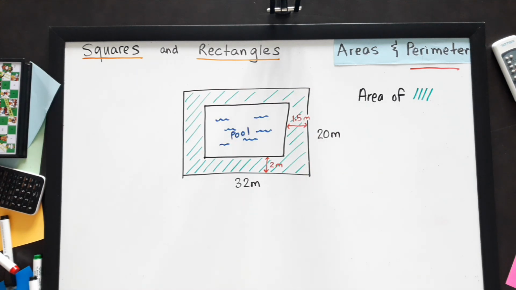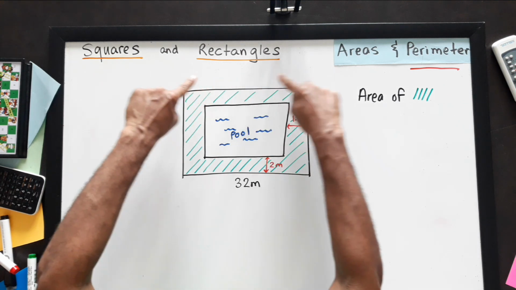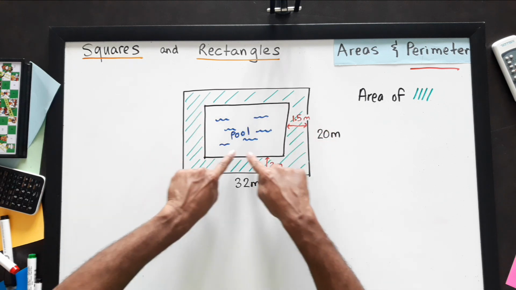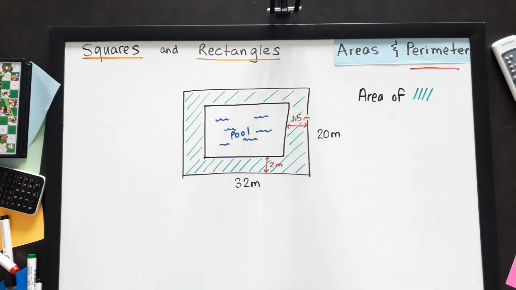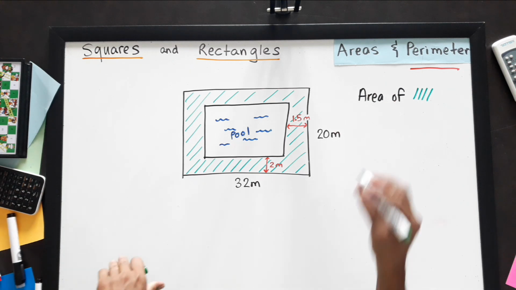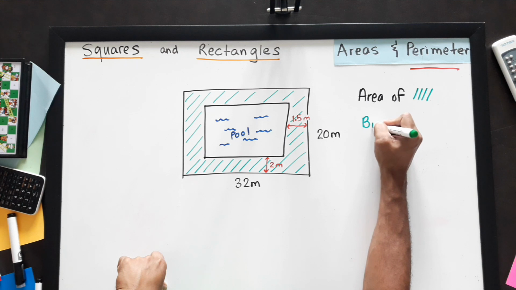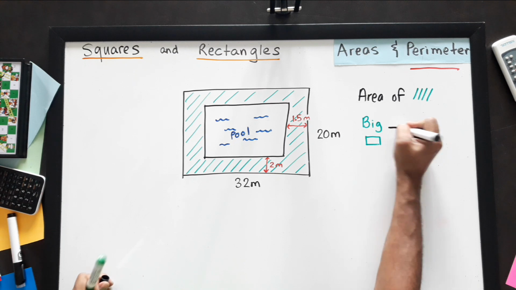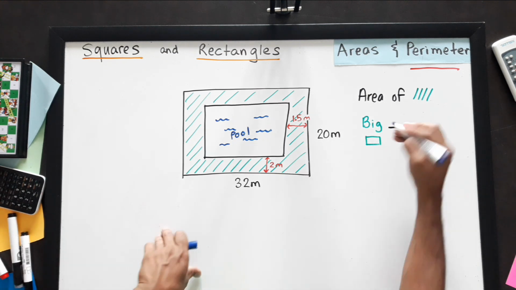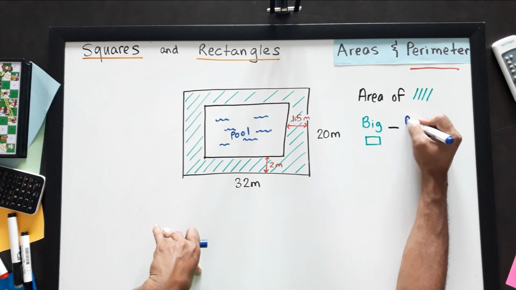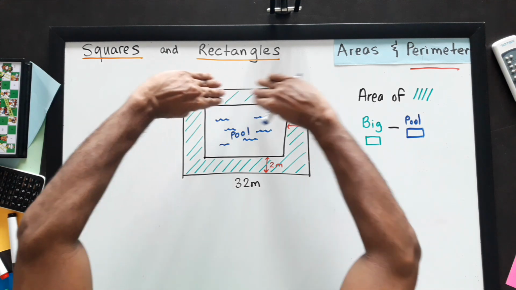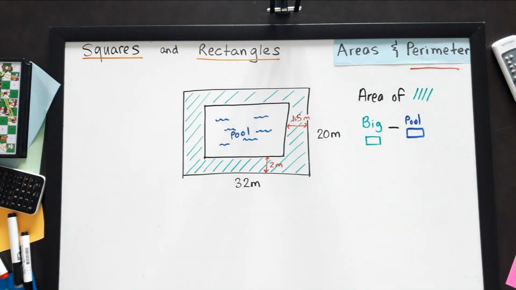Now, here's how I suggest we do this. We find the area of the big rectangle, and then we find the area of the pool, which is a small rectangle, and we minus both values. So this is what the formula will look like. We're going to find the area of the big rectangle, and then what? Minus the area of the pool. Now, the pool is the small rectangle, and once we minus both of them, it will leave us with the borders. So let's find the area of the big rectangle first.